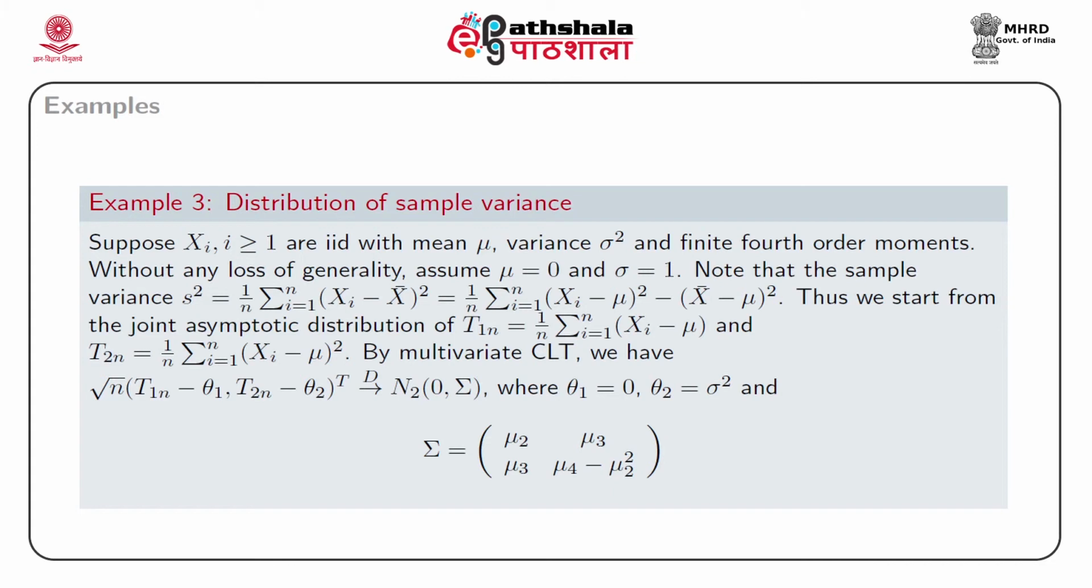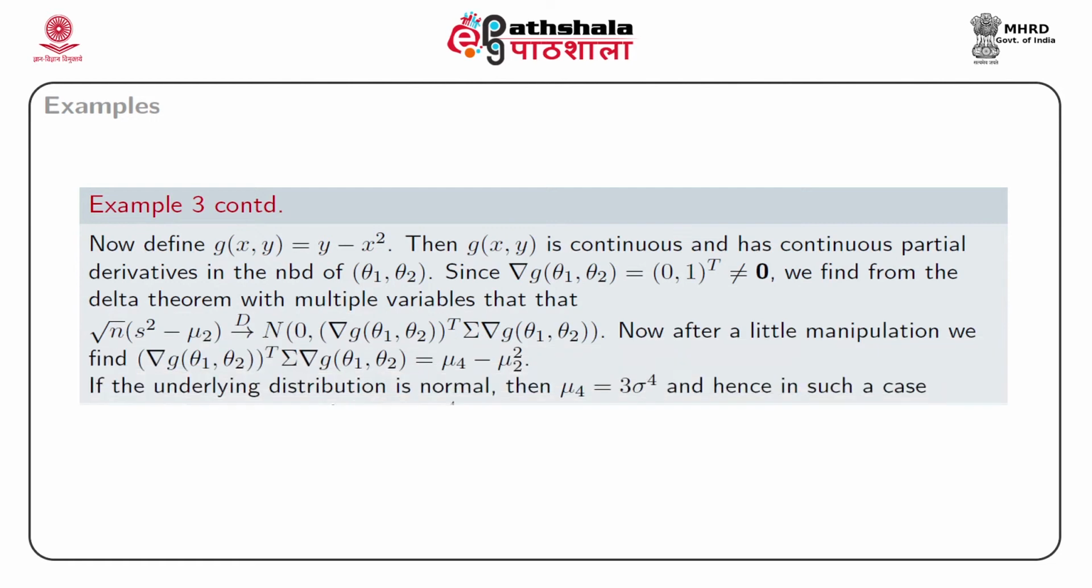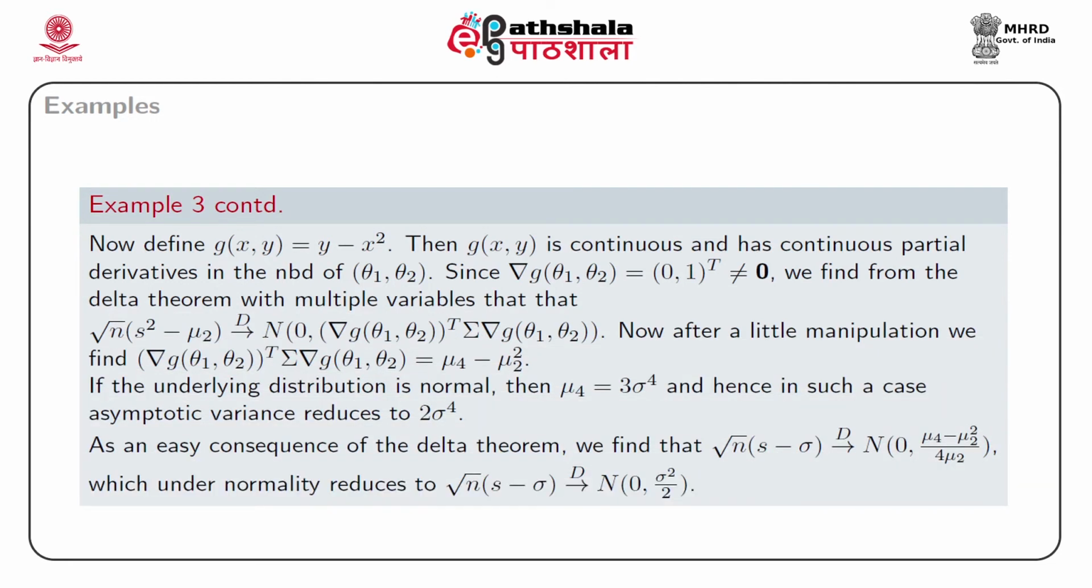It should be noted that in this case, although we have used theta 1 and theta 2 for general definition, in this case theta 1 is 0 and theta 2 is sigma square. Now at this point it is very interesting to note that the off diagonal element for sigma is mu3. So how does this come? Actually (xi minus mu) whole square and (xi minus mu), these variables are correlated. So the covariance between these two, that is xi minus mu and (xi minus mu) square, is nothing but mu3, and we get this quantity as the off diagonal element of sigma.